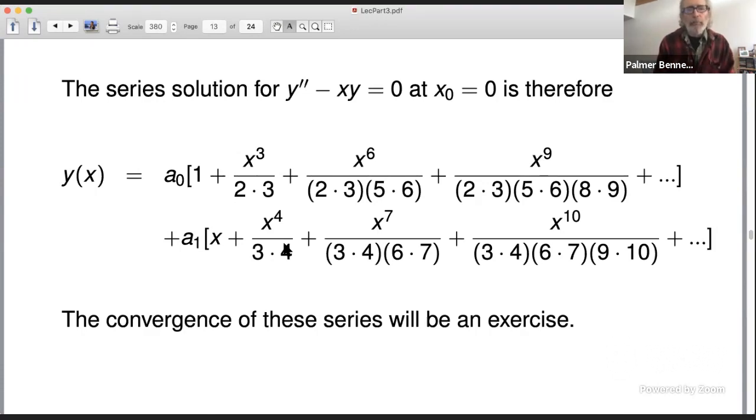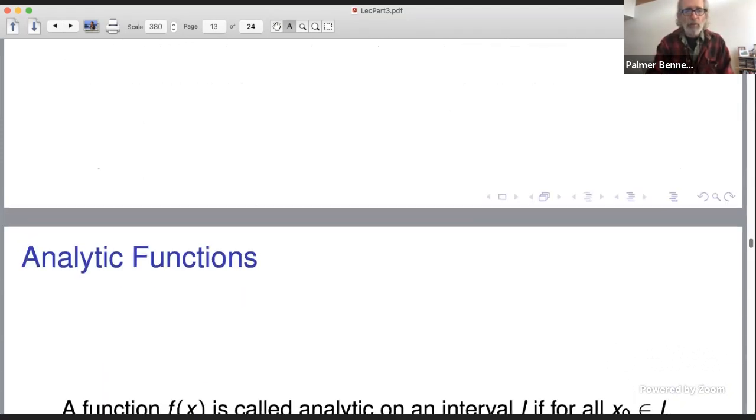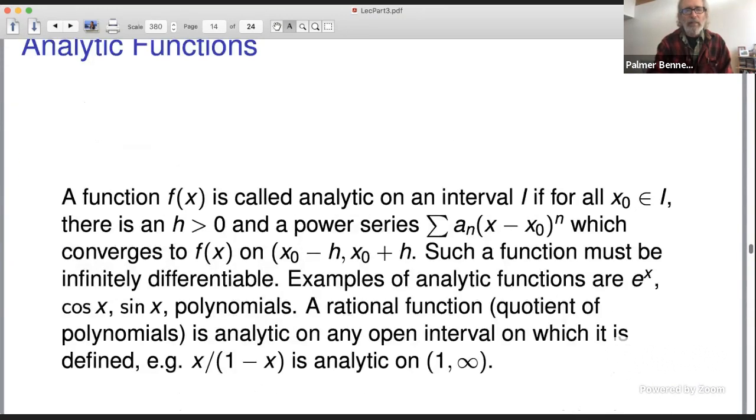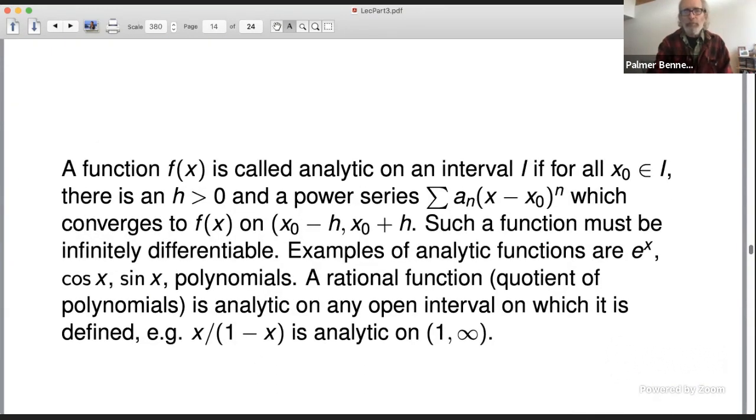And so we'd like to know in advance that the equation would have a solution, a series solution. And this is just some of the theory behind this. We'll go over this rather quickly. So the first thing we need is the idea of an analytic function.